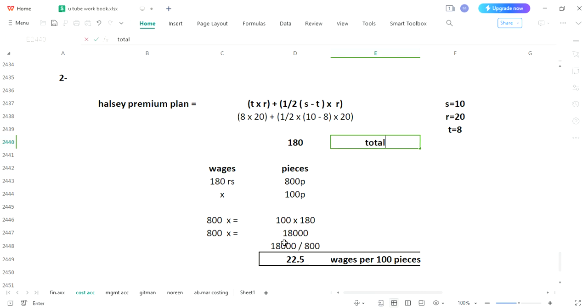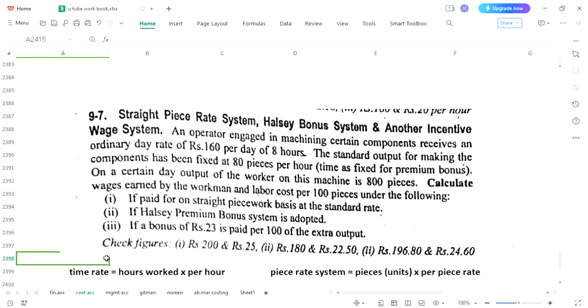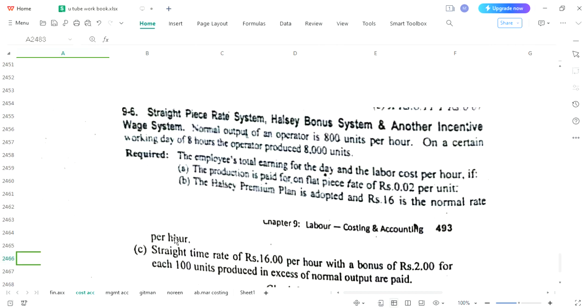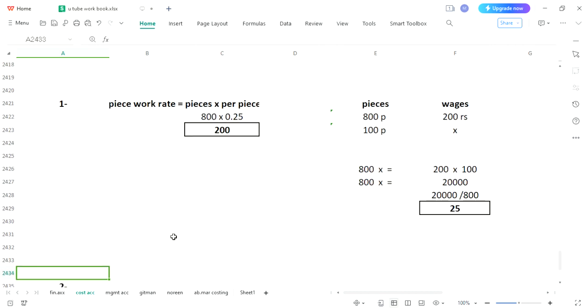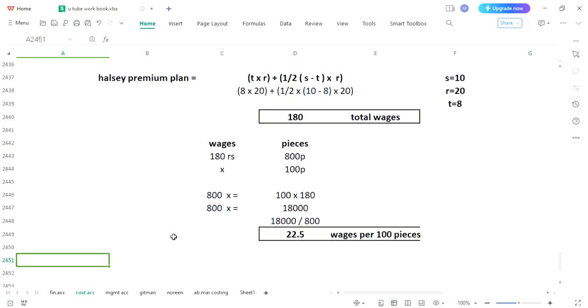Total wages we have calculated. There were two parts in this question, part 2. So 180 and 22.5. The second part is completed. Now we'll focus on the third part. We need to have space, as less space is available. Let's make a little more space.